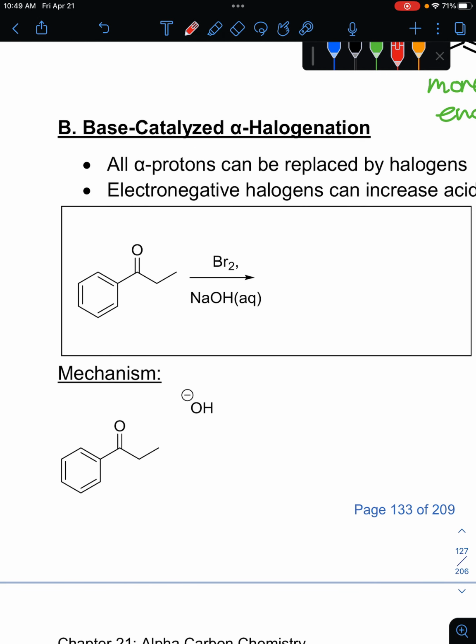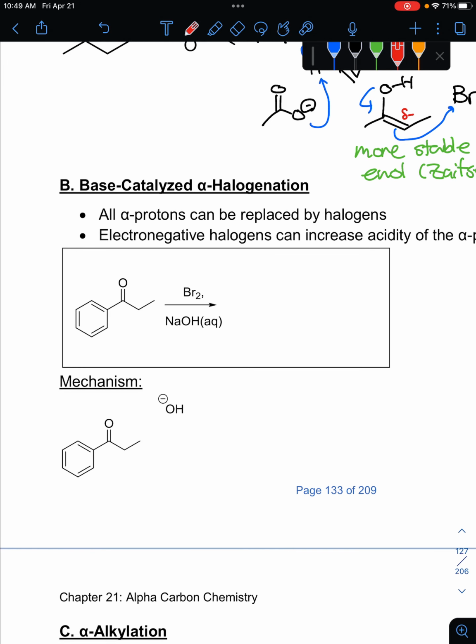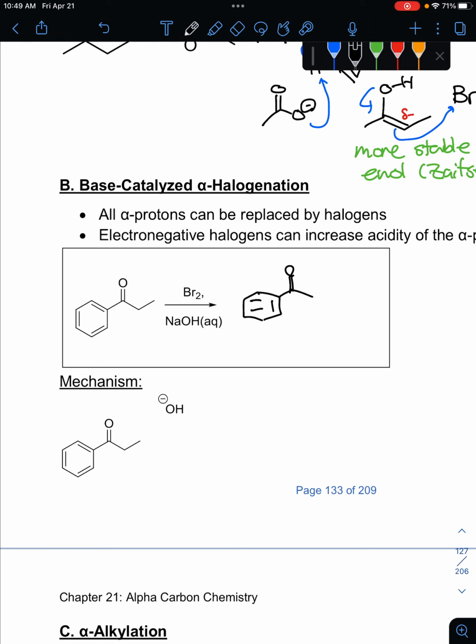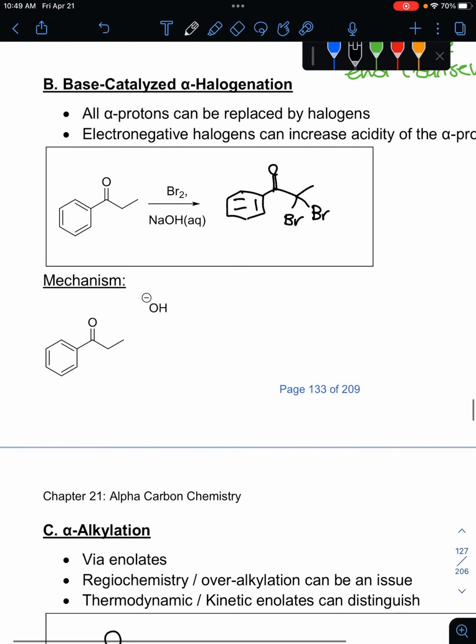As opposed to when we have a basic condition like this, all of the alpha protons can be replaced by halogens. In other words, in this particular instance, I want you to notice how there's two halogens on the alpha carbon, and so then there could be two bromines for the product.